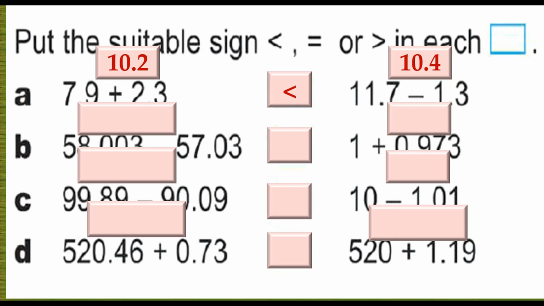What about 58 and 3 thousandths plus 57 and 3 hundredths, and 1 plus 973 thousandths? Of course, greater than. We have 115, a whole number, and there we have 1 as a whole number. 115 is greater than 1.